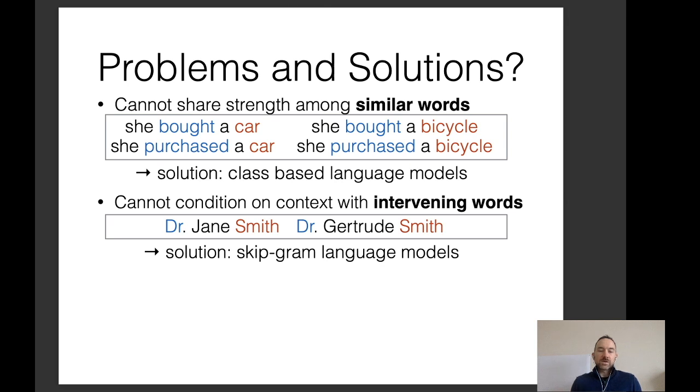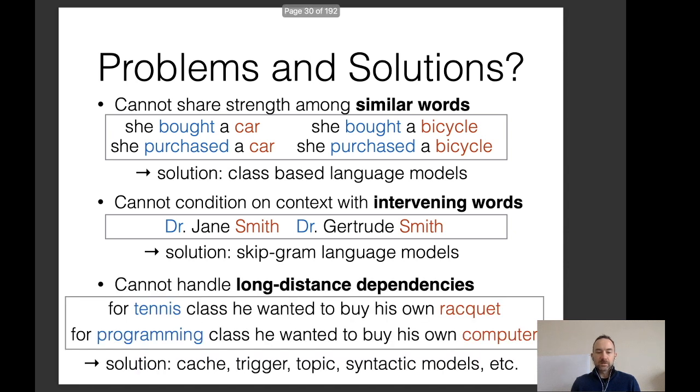Another issue is that these models could not condition on context with intervening words. As a solution to this, there were skip-gram language models, which basically skipped over particular words and calculated based on the words before the gap here. And they also cannot handle long-distance dependencies.